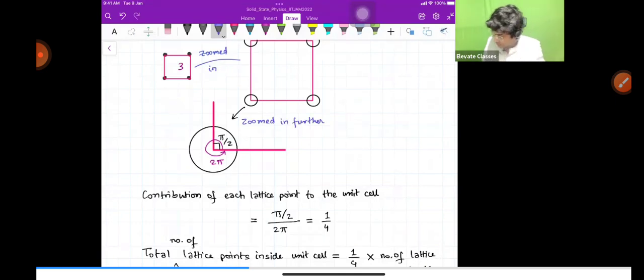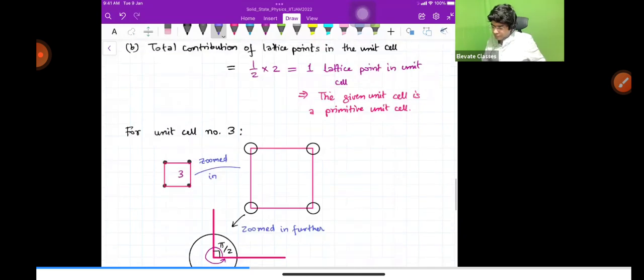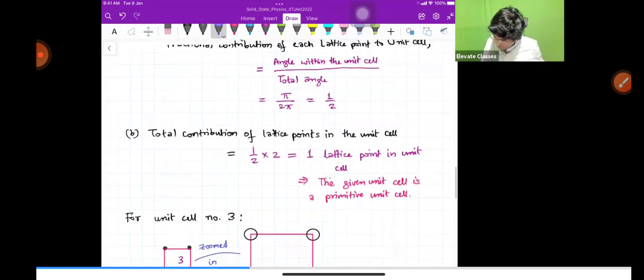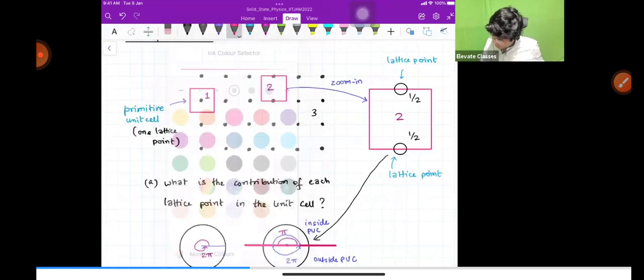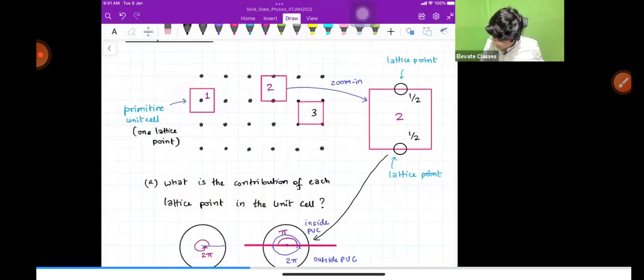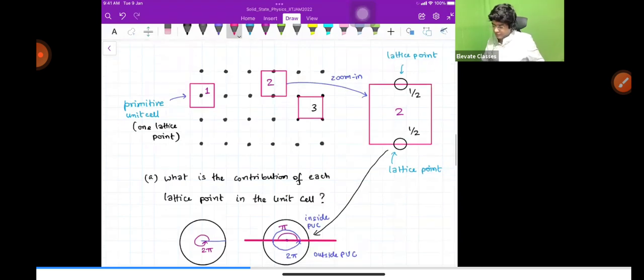Is this clear? So all of them are primitive unit cells in this example. Now, unfortunately, this has turned to black color. This was red. All right, this is clear.